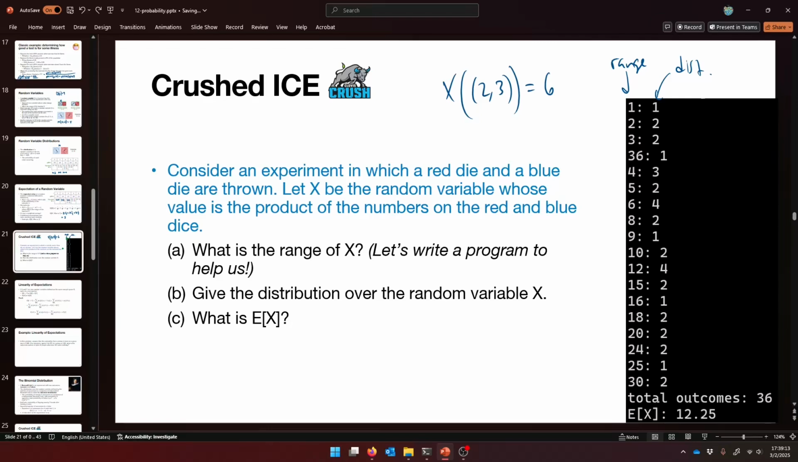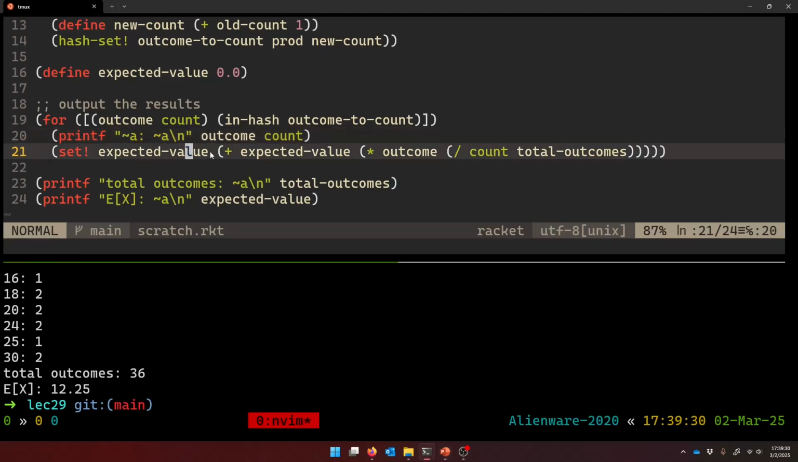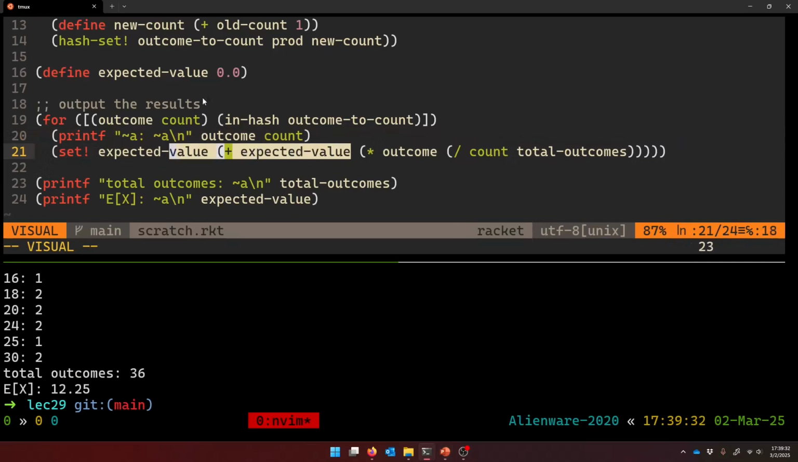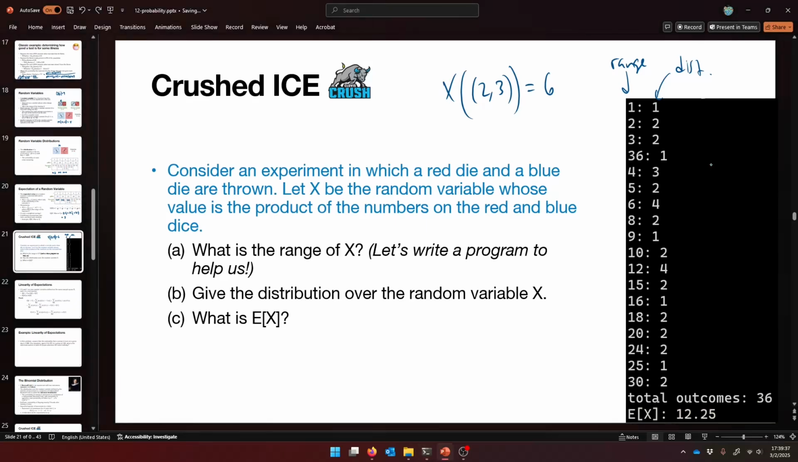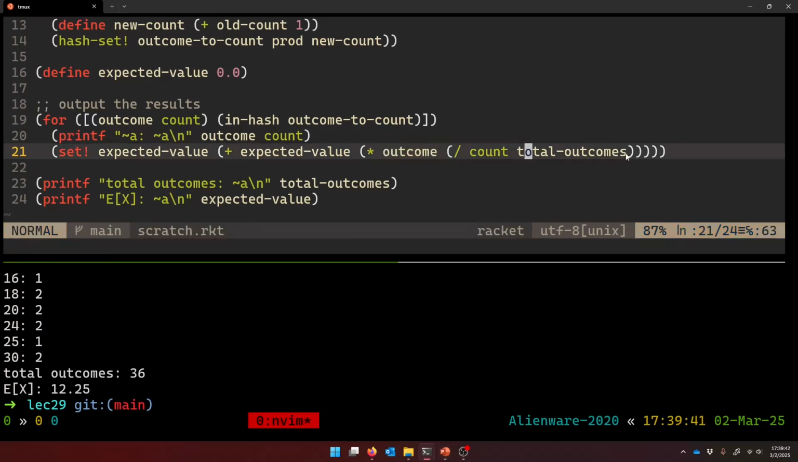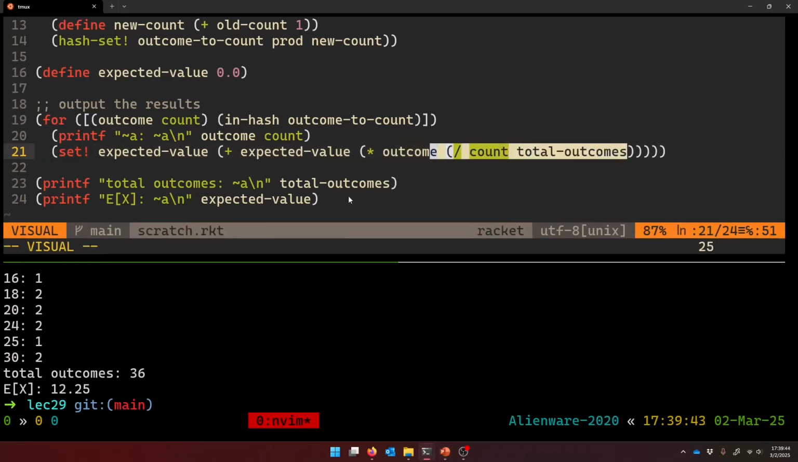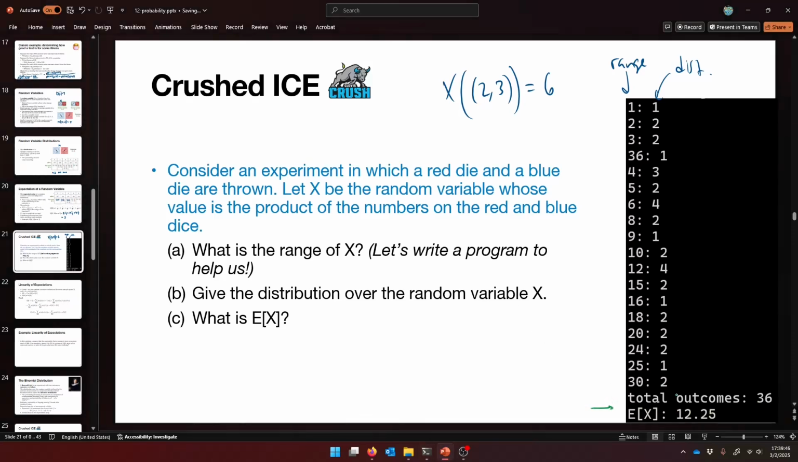1 times 1 over 36 plus 2 times 2 over 36 all the way to 4 times 3 over 36, right? Plus 6 times 4 over 36, as there is a 4 out of 36 chance that it took on the value 6. That's what you can do. And I'm also calculating that here. So for expected value, I'm just summing into a variable, multiplying the value that we got out, like the 6 times 4 over 36, the count of it over the total outcomes. So that's how you can calculate the expected value, and that is apparently 12.25.